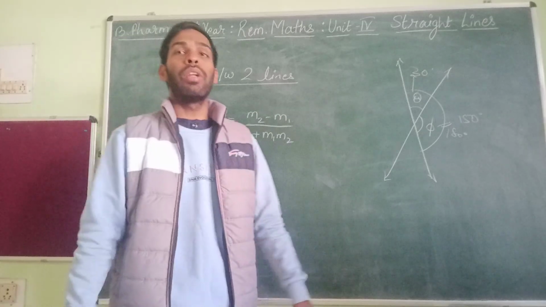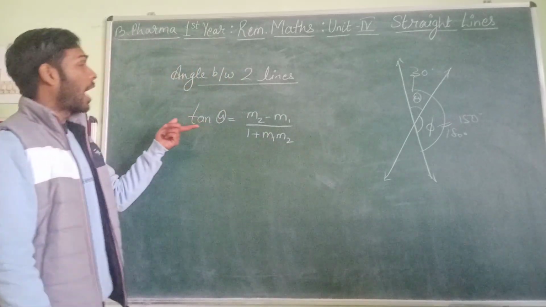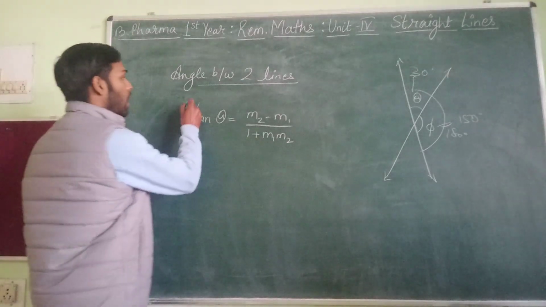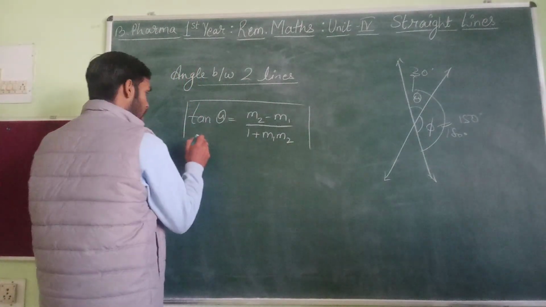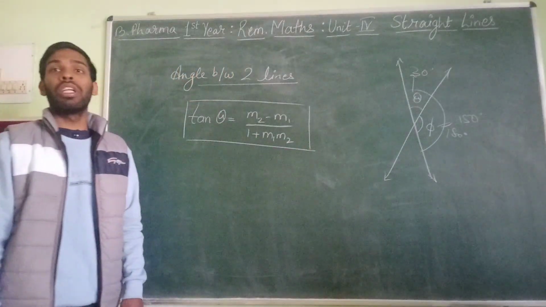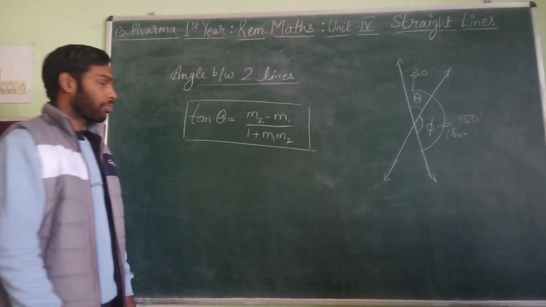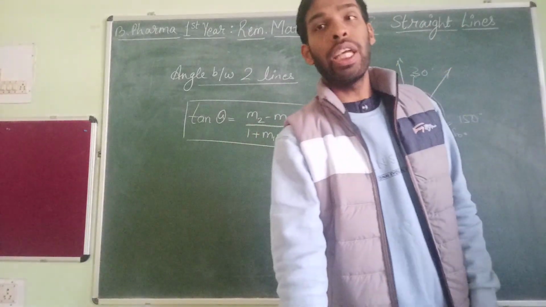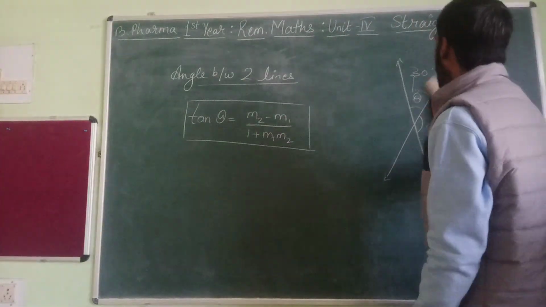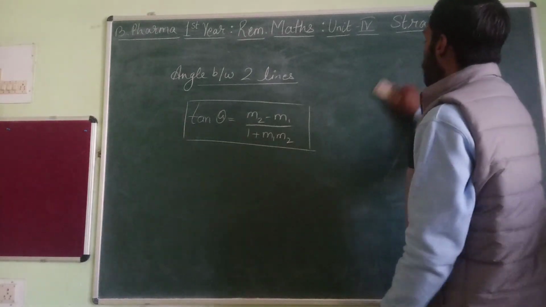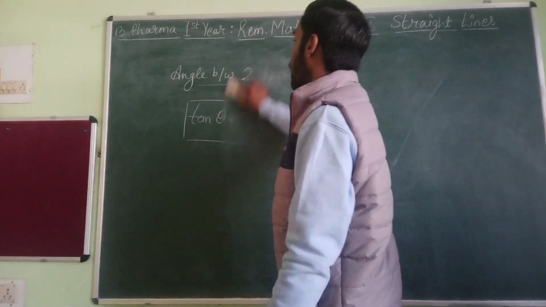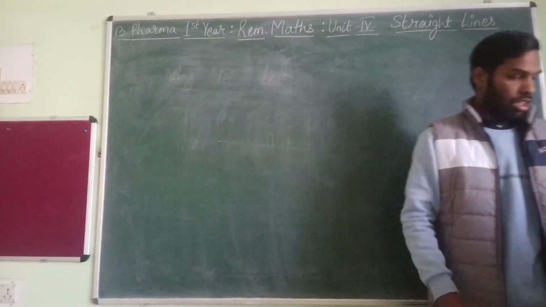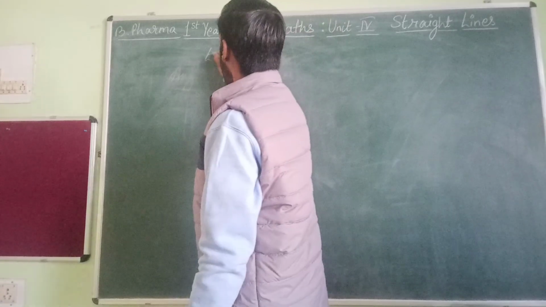This type of question we will do later on. First of all, this is the angle between the two lines. This is the formula of angle between the two lines, that is tan theta equals m2 minus m1 upon 1 plus m1 into m2. Afterwards, the next topic will be to find out the equation of a line.